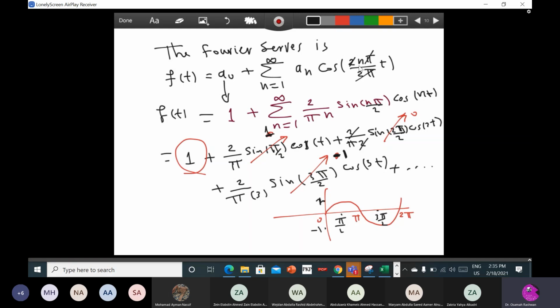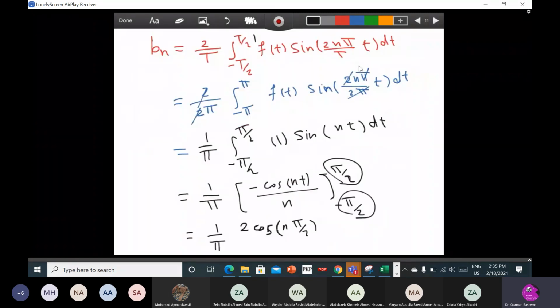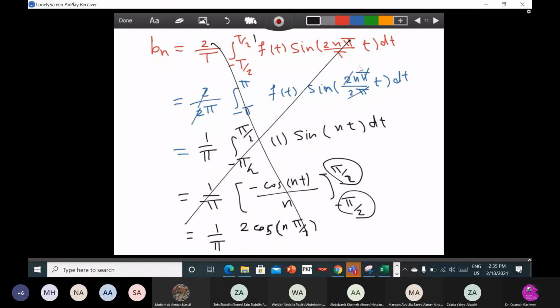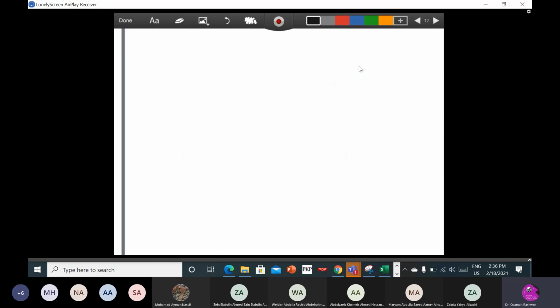Now I'm going to the other question. So no need for this one if your function is even. And this one must be 0 because cosine pi over 2 is 0 and cosine 3 pi over 2 is 0. So if you calculate it, it will be 0 by the end, right? So don't waste your time.